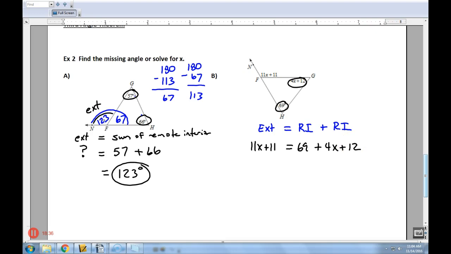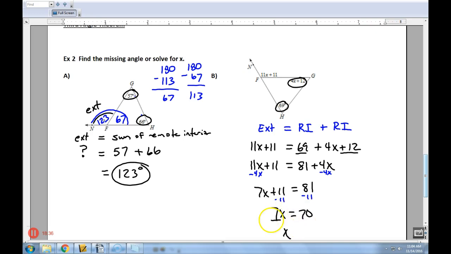Now we're just solving for algebra. So I got 11x plus 1 equals, on this side I'm going to combine some like terms and get 81 plus 4x. Now I can start attacking both sides. I'm going to minus the 4x and minus the 4x, and that's going to give me 7x plus 11 is 81, and to get x by itself, subtract the 11 from both sides. That gives me 7x equals 70, and this one works out pretty nice. Divide both sides by 7, and I get x equals 10.